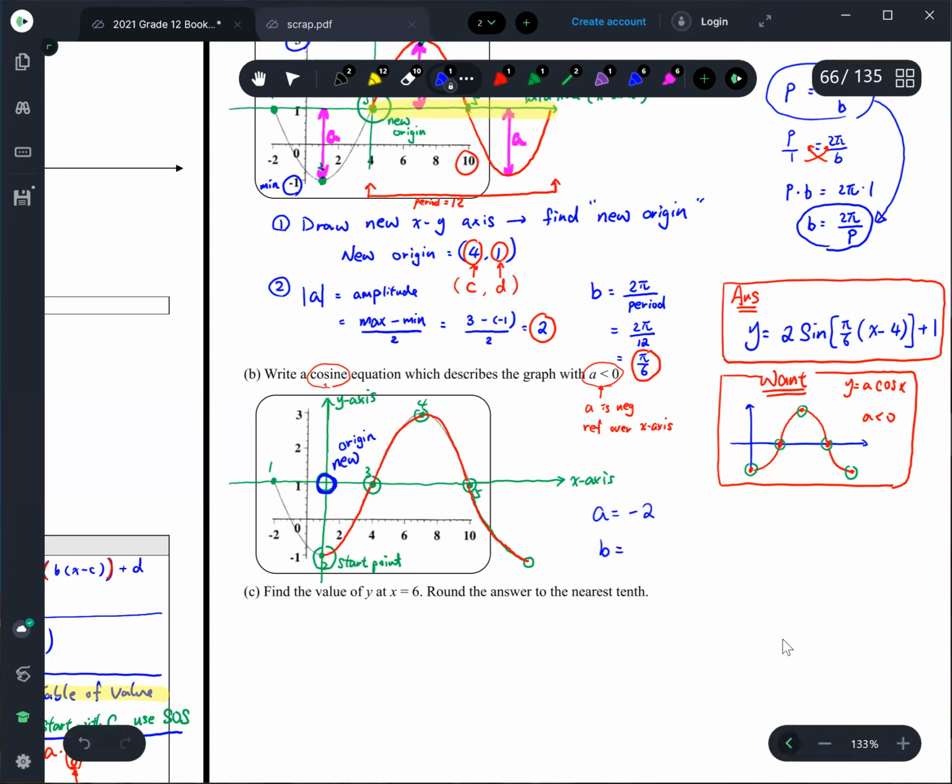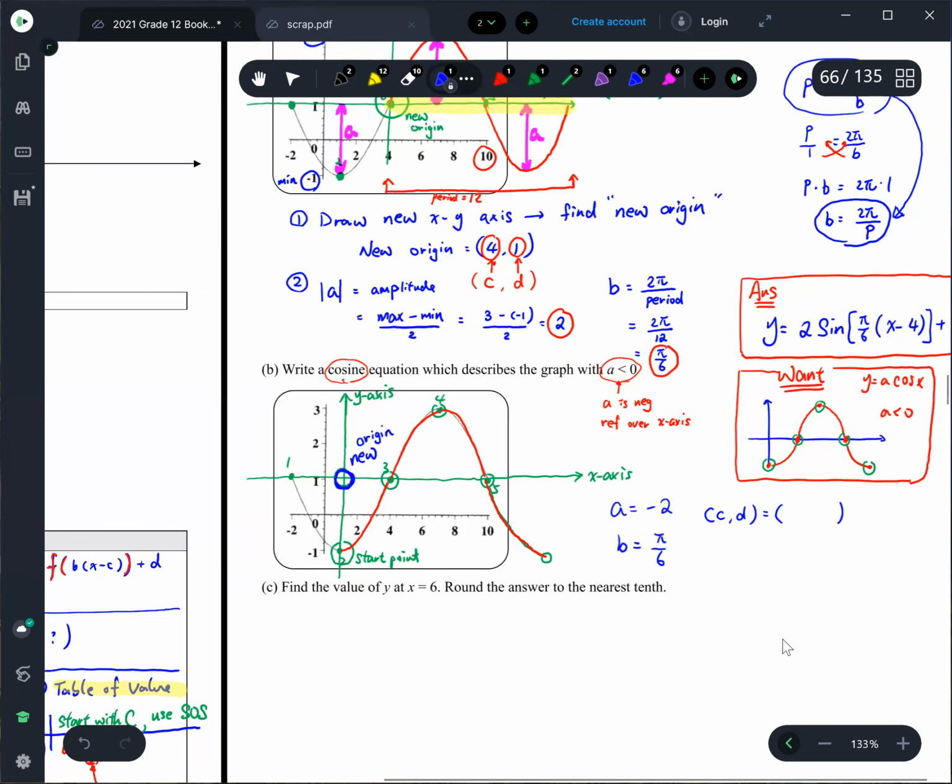B is referring to the affecting the period, right? Still the same graph, so the B is still the same. Still power 6, same as before. Okay, and CD is our new origin.